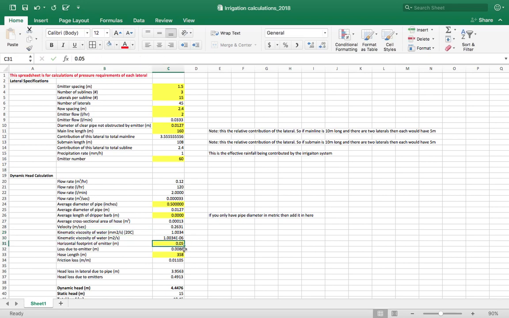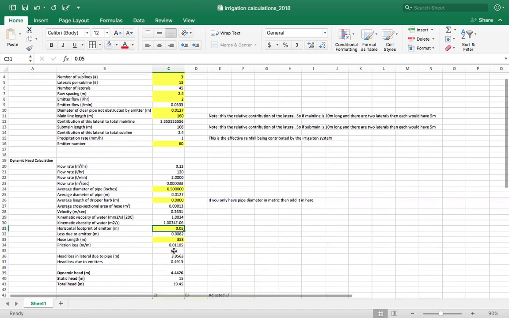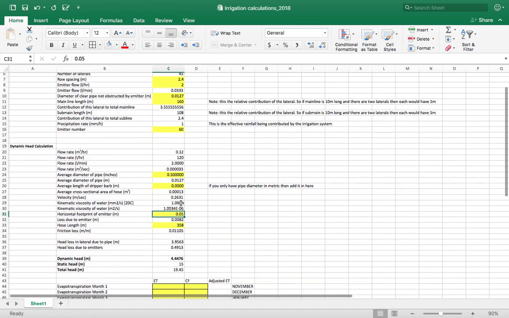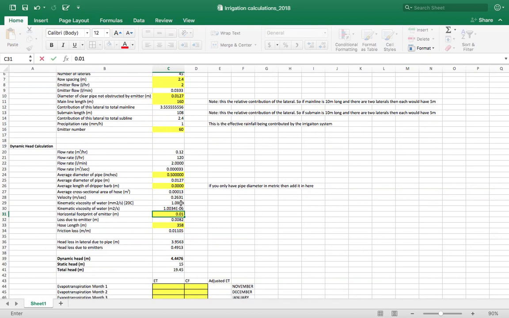Horizontal footprint of the emitter. This is a number that you've sort of got to either find out or come up with yourself. This is the length of the pipe which is influenced by the emitter. So how much does it make the water turbulent around the emitter due to the emitter being there? I've put it there as 5 centimeters. It doesn't make a huge contribution to the final dynamic head, so you can actually change that. I think if we just did that as 1 centimeter, it won't change it too much. Yeah, it doesn't change it much at all.